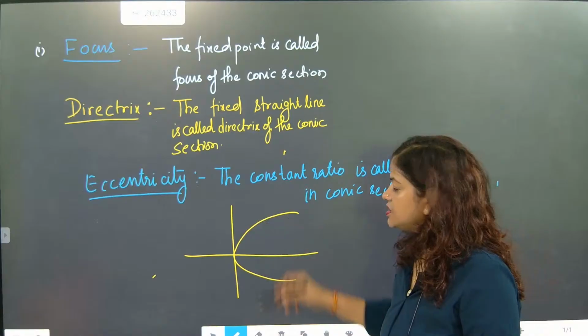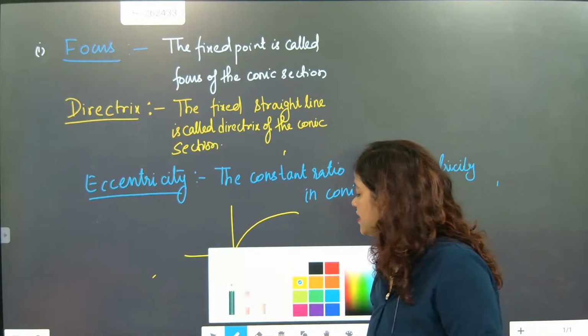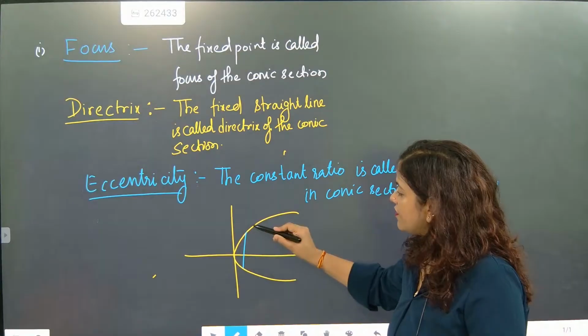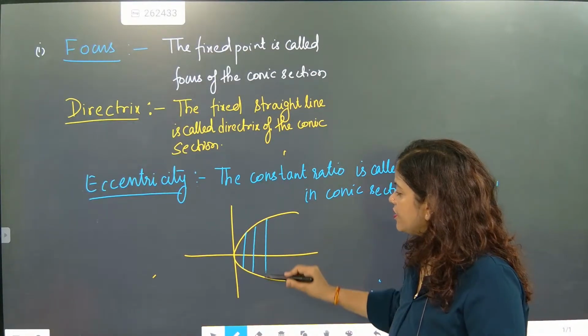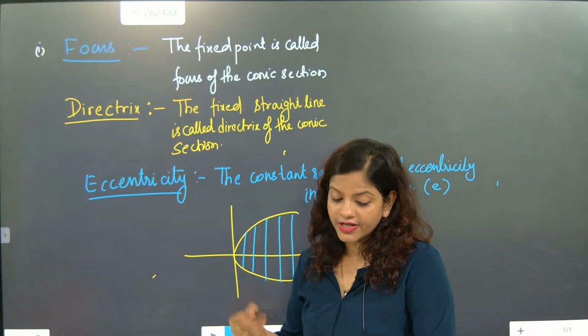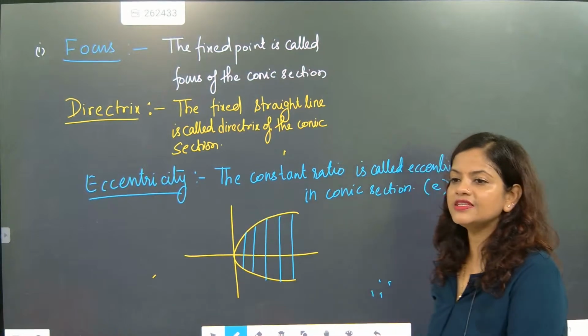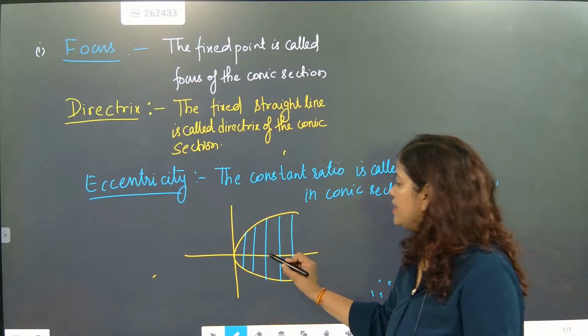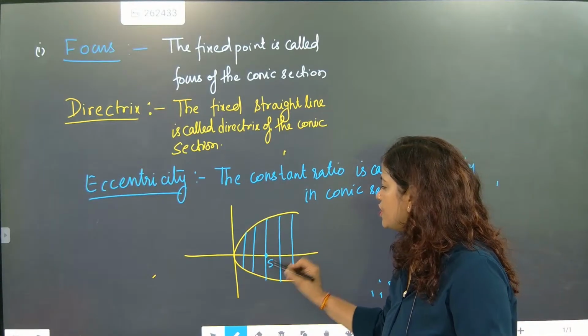So if this is the parabolic figure, in this parabolic figure, any line you draw straight across is called a double ordinate. It is not called a chord, it is called a double ordinate or ordinate, because this ordinate will pass through the focus.